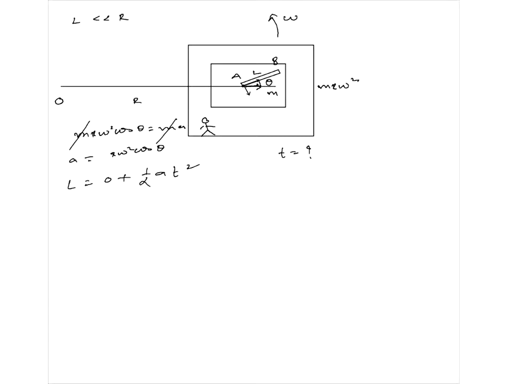So m will not come in the final answer. Why is u 0? Because the particle is kept at this point. That's why u is 0. S equals ut plus half at square. The answer I have is root of 2l upon omega square r cos theta. Any questions? Let me know.